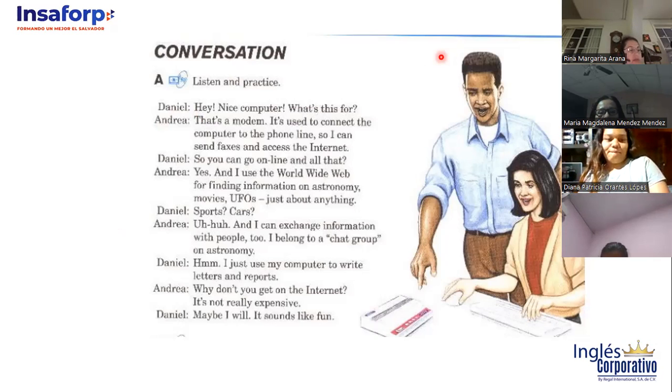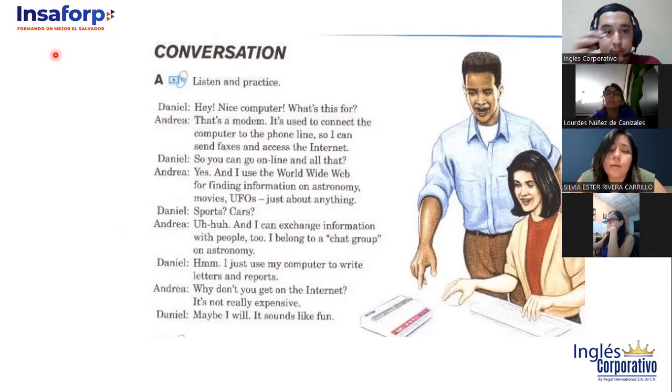One, two, and three. Hey, nice computer. What's this for? That's a modem. It's used to connect the computer to the phone line so I can send faxes and access the internet. So you can go online and all that? Yes, and I use the World Wide Web for finding information on astronomy, movies, UFOs, just about anything. Sports, cars? And I can exchange information with people too. I belong to a chat group on astronomy. Oh, yeah. I just use my computer to write letters and reports.